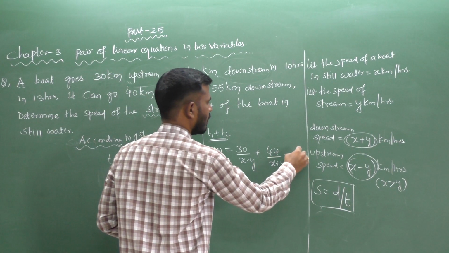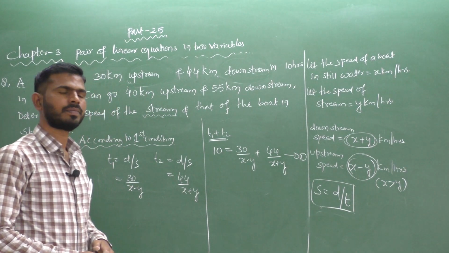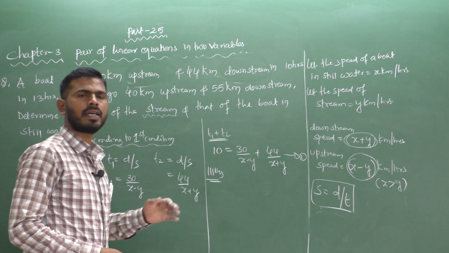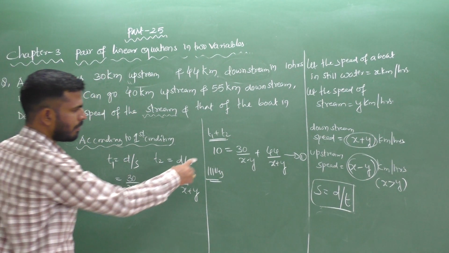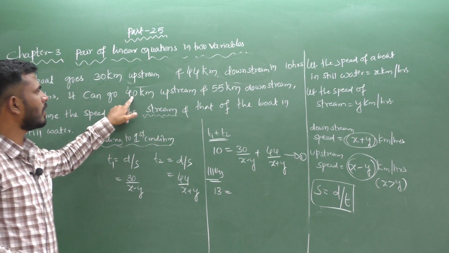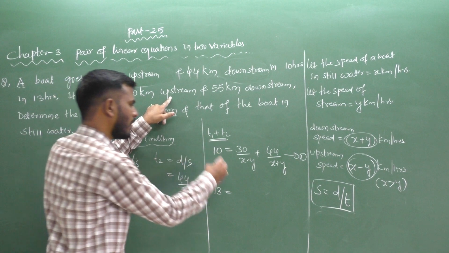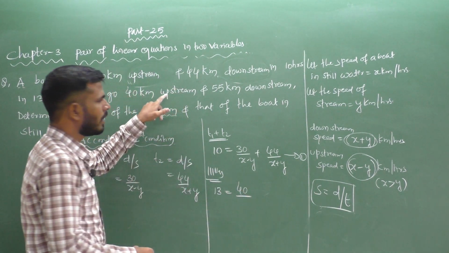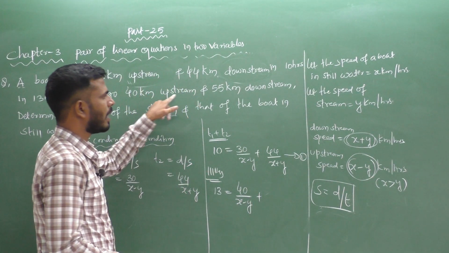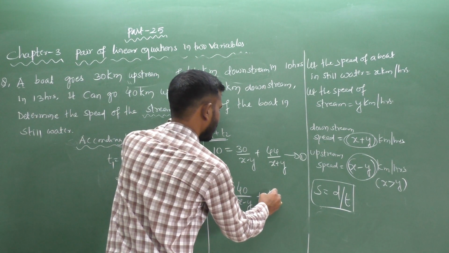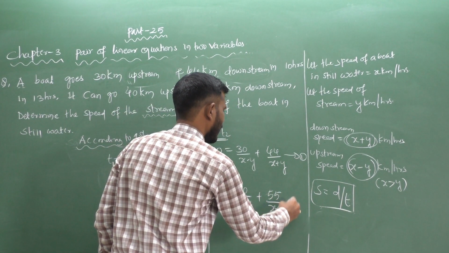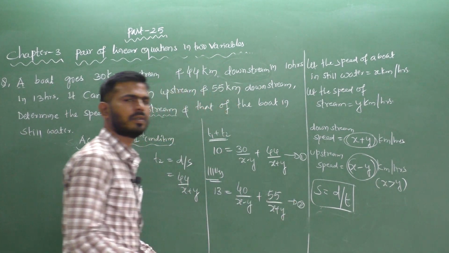So this is equation number 1. Similarly, you can write in 13 hours. Instead of 10 hours you can write 13 hours. It can go 40 km upstream. 40 km means 40 by which speed? Upstream. Upstream means x minus y, plus, and means plus 55 km downstream, that is x plus y. This is equation number 2.